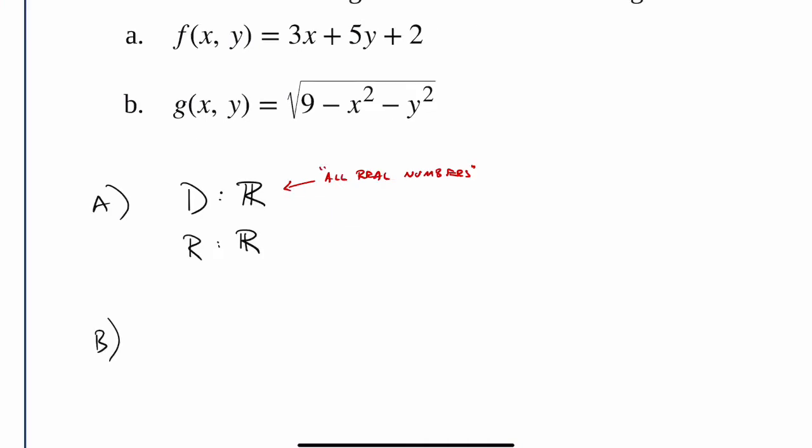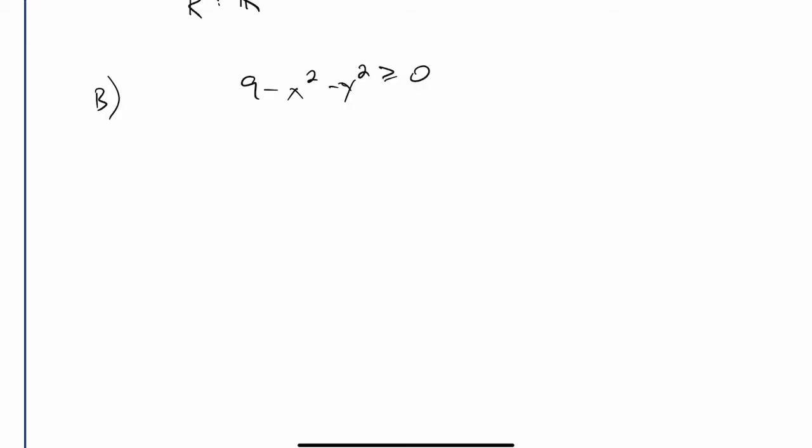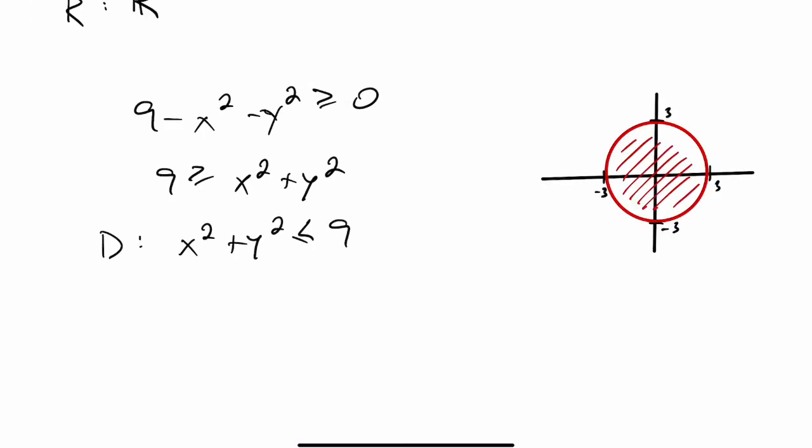g of x, y is equal to the square root of 9 minus x squared minus y squared. This is a square root function, and if we have a square root, we're not allowed to take the square root of a negative value. That means that what is inside of that square root, 9 minus x squared minus y squared, must be greater than or equal to 0. If we move the x squared and y squared to the other side of the inequality, that would give us 9 is greater than or equal to x squared plus y squared. So our domain is x squared plus y squared is less than or equal to 9, which is the set of all ordered pairs that lie along the circle of radius 3, centered at the origin, or also inside of that circle.